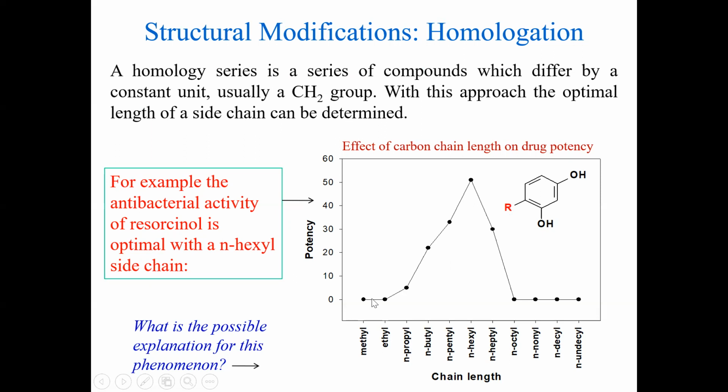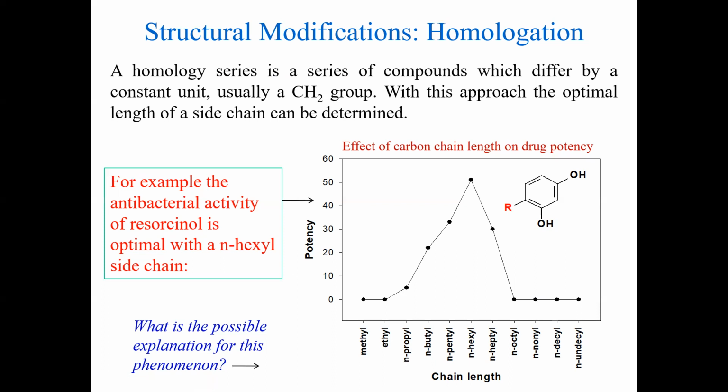But as we start increasing that chain length, doing homologation, 2 carbon, 3 carbon, 4 carbon, 5 carbon, 6 carbon, once we get to a 6 carbon chain length here, we see that this molecule is very potent. If we then increase the carbon length further to a 7 carbon, 8 carbon, and then to a 9 carbon, you see here at the 9 carbon, you have abolished the activity completely.